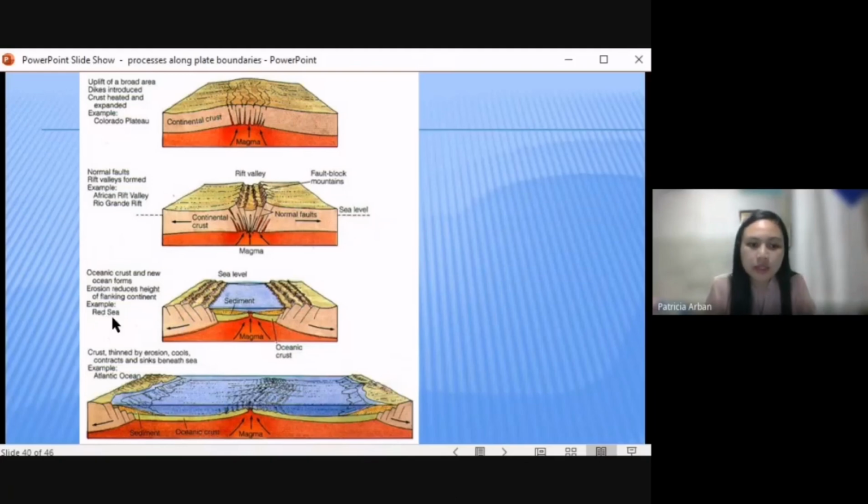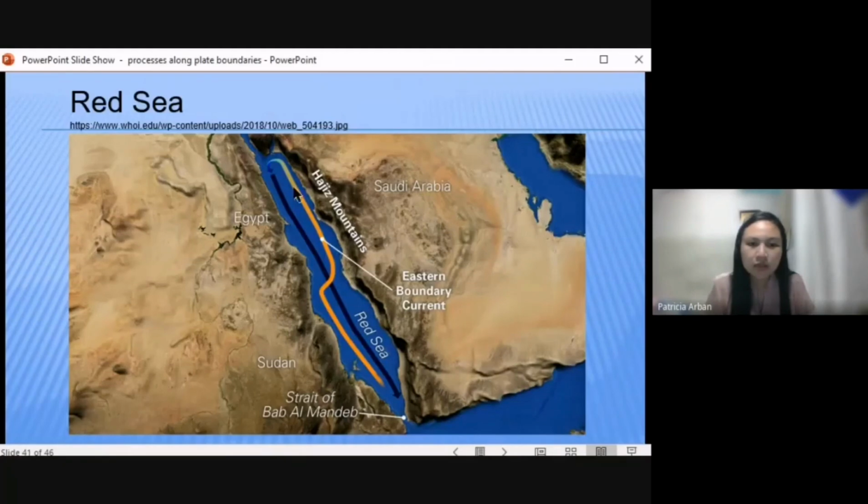Okay, so one example is Red Sea. So we will be viewing this one via satellite. This is the two continental plates before. As you can see here, ito yung Red Sea, nasa gitna. So millions of years before, magkadikit yan. Now, millions of years after, naghiwalay na sila and it formed a sea. Okay? Sea pa lang siya kasi maliit pa lang.